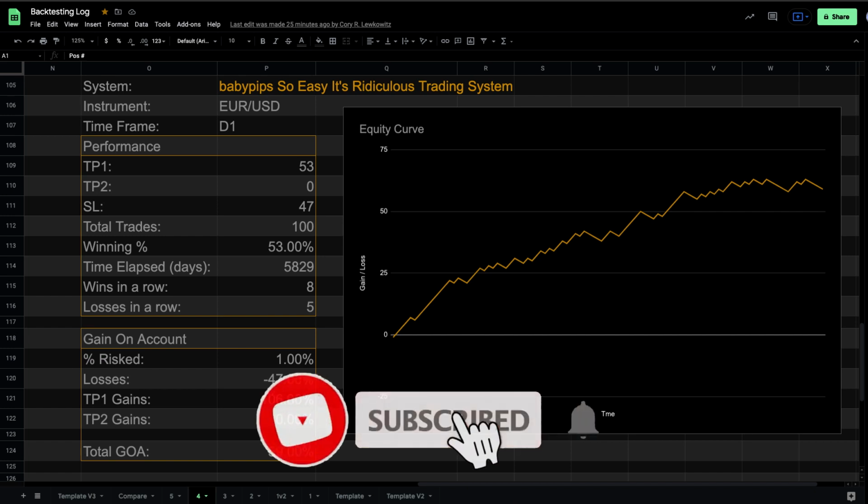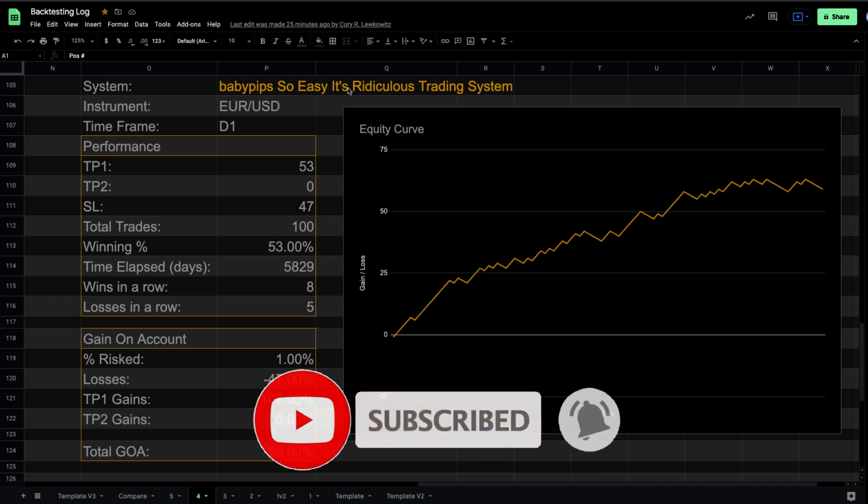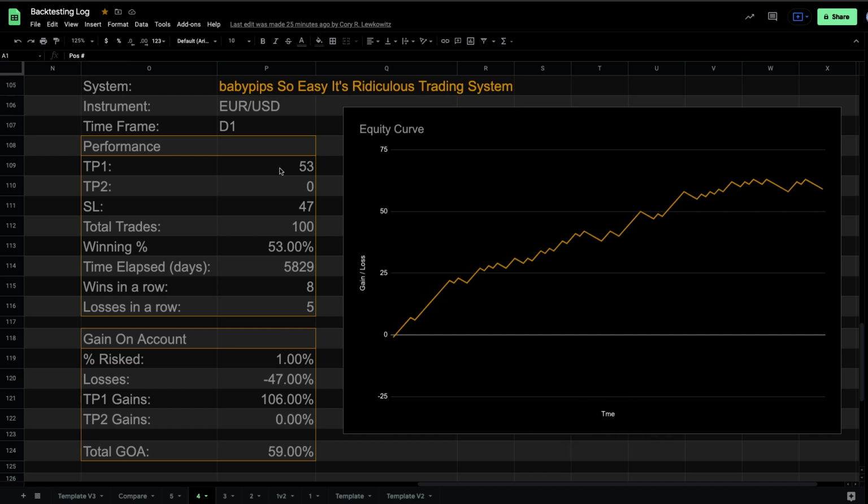Let's review the test data. We tested this on EUR/USD on the daily time frame. There were 53 winners and 47 losers for a 53% winning rate. The elapsed time was 5,829 days, just short of 16 years. 8 winners in a row, 5 losses in a row. Risking 1% on account, you would have made 59% in those 16 years.